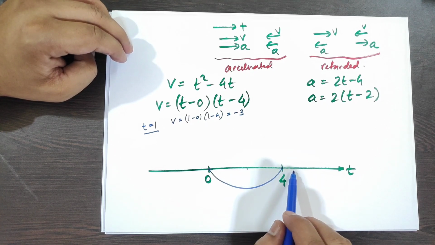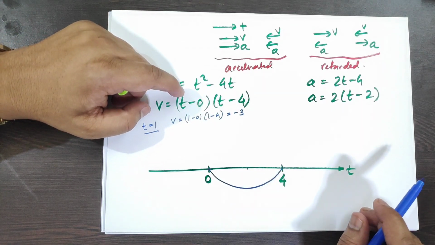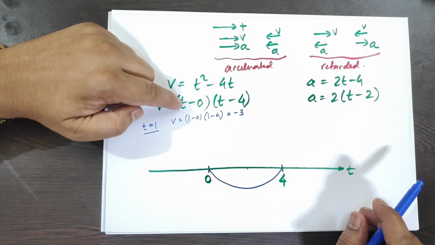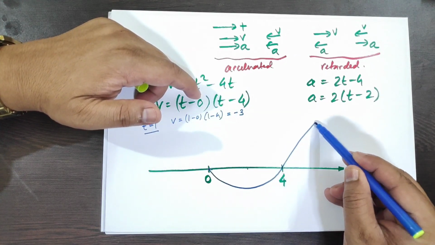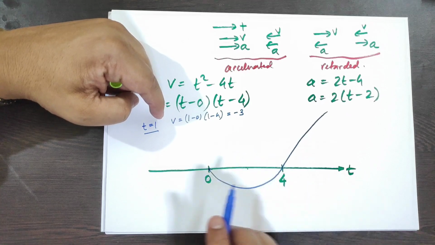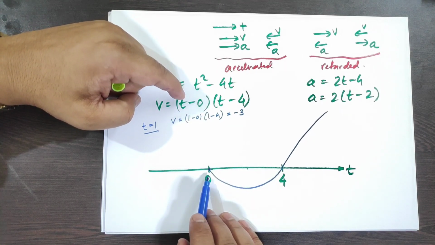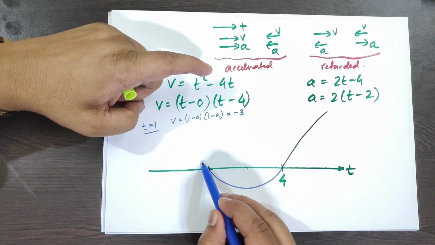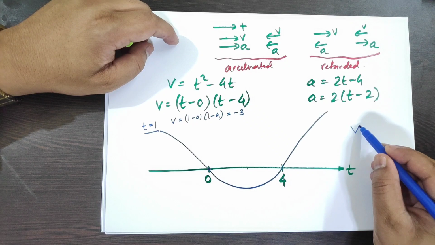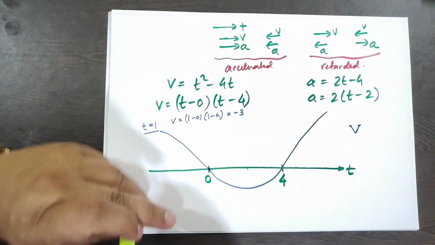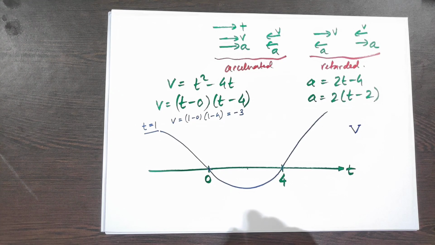Now, from 4, you can check it out. You can take a value more than 4. Say, let's take it 5. So 5 minus 0, 5 minus 4, so that's positive. And also you can take a value less than 0. So suppose take it minus 1. So then also it is positive. So this is for V. And now we'll check for A, I mean the signs of A.